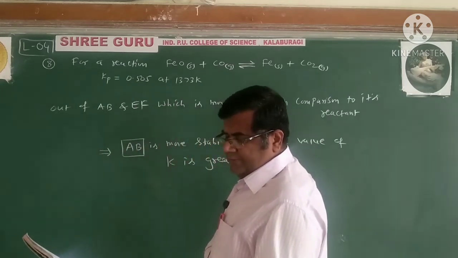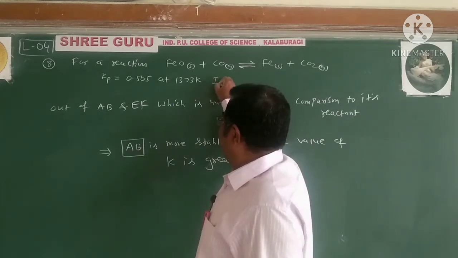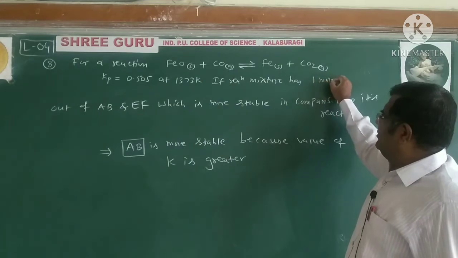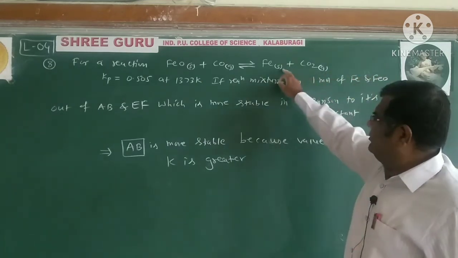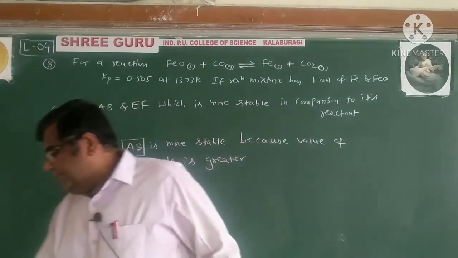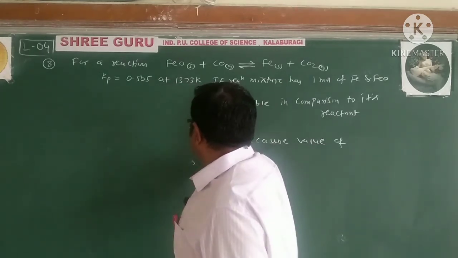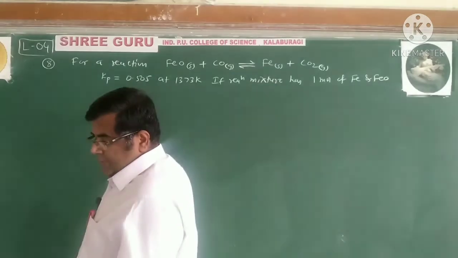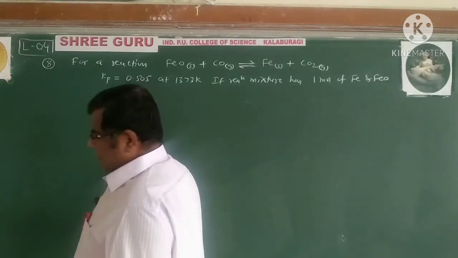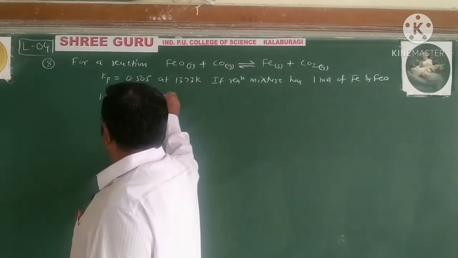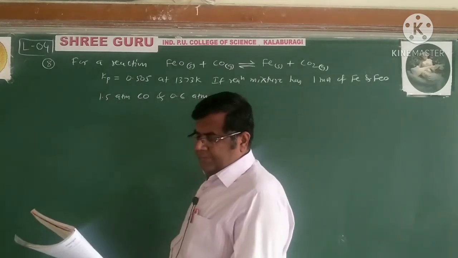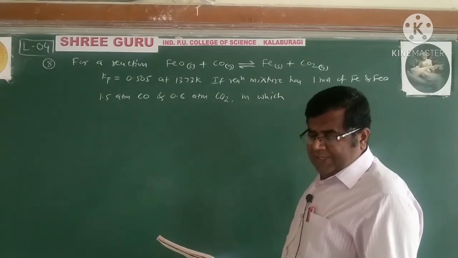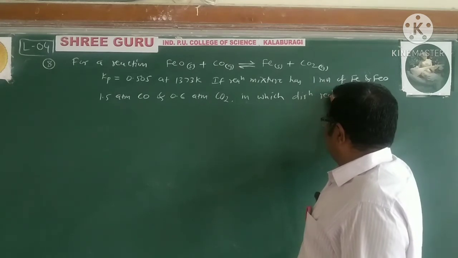If the reaction mixture has one mole of Fe and FeO, one mole of iron and iron oxide, which is ferrous oxide because the oxidation number is plus two, then 1.5 atm carbon monoxide and 0.6 atm CO2. In which direction will the reaction go?